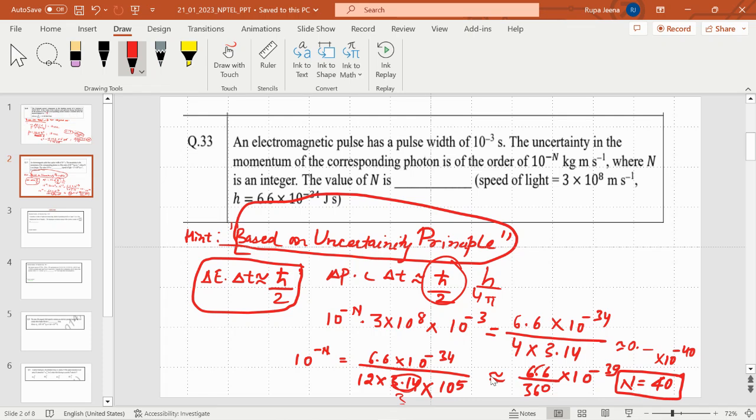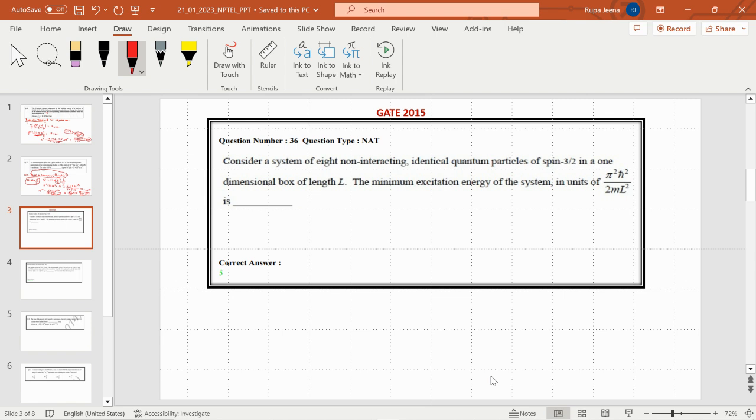So this question, start solving these questions. This is also quite easy question, but there is one trick involved in it. Generally people, because we always study about spin half particle, so we know only two particles will be placed, so most of the people will go and put only two particles in the state.